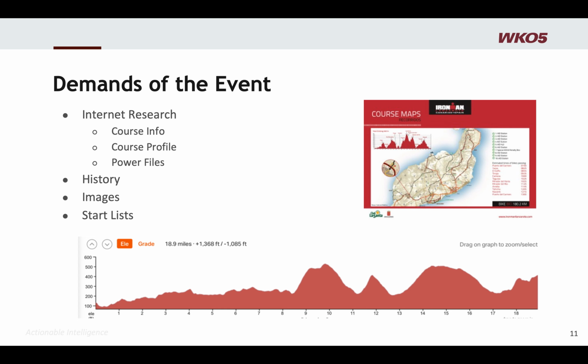Now you can jump on the internet and basically look up course information, course profile. You can often find power profiles or power files. Ask around, does anybody have a power file from that race? And you can really do great in-depth research on the demand of the event. Also, a lot of athletes race the same event year in, year out. So don't forget their own history. Obviously, that's very powerful, right?